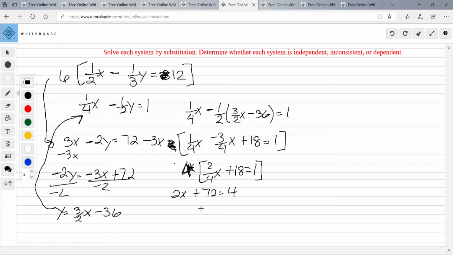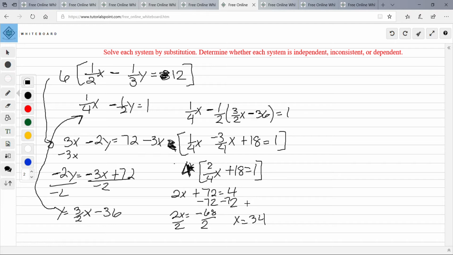Good. So now we can subtract 72. So we get negative 2x equals 4 minus 72, which is negative 68, divided by negative 2. So we get x equals 34.